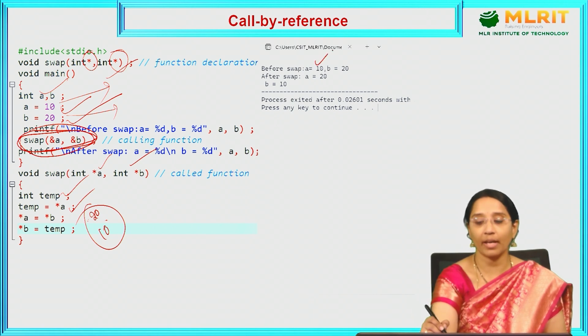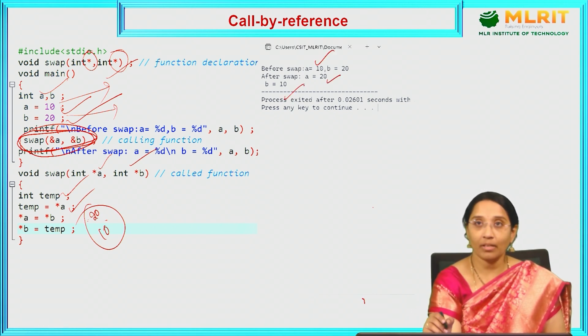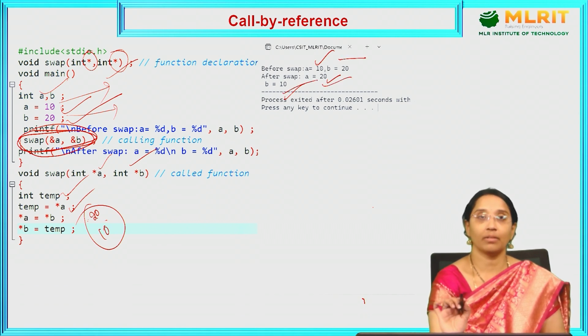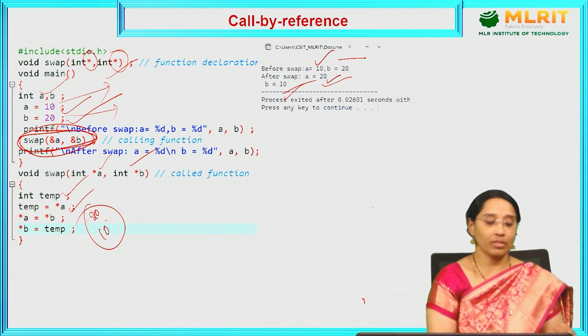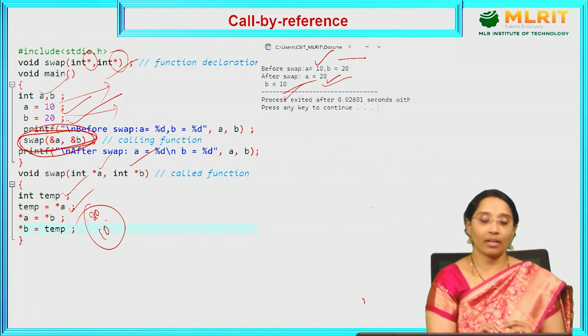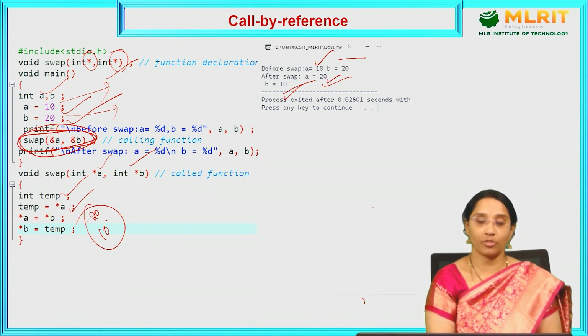See the output: 10 and 20, then 20 and 10. After swapping, you should get 20 and 10. In the previous case, we got the same original values, 10 and 20. See here, 10 and 20 are your original input values, and after swapping, you get 20 and 10. So this is how you can do it with pointers. That covers the parameter passing techniques, call by value and call by reference. In the next session, we will see some examples like storage classes in C.